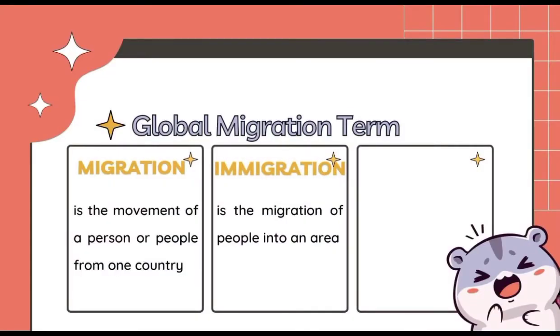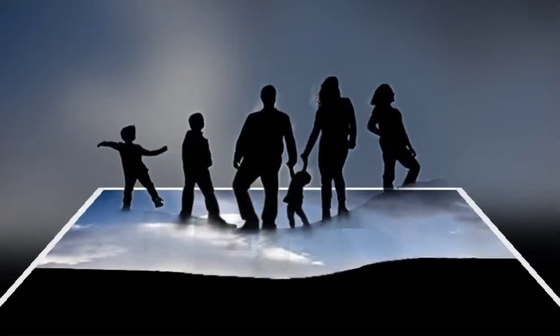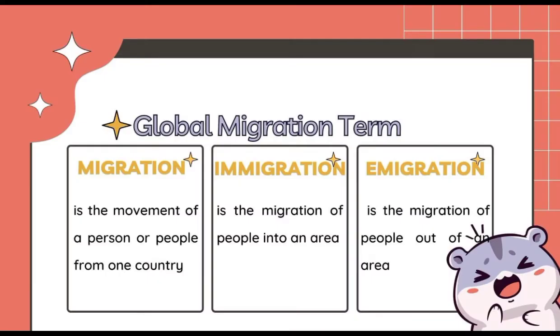So the second one is immigration, which is the migration of people into an area. Immigration is the international movement of people to a destination country of which they are not natives or where they do not possess citizenship to settle as permanent residents or naturalized citizens. The last one is emigration, which is the migration of people out of an area. So the act of leaving one's own country to settle permanently in another or moving abroad.